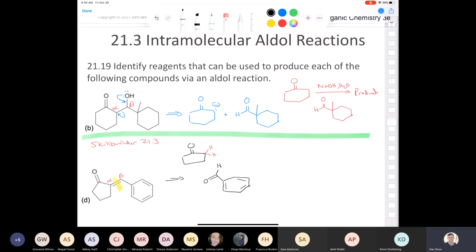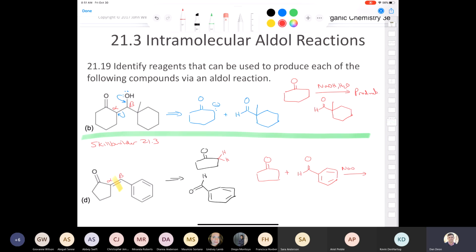So how would I write that out? Well, I would accept more than one way of writing it out. Again, there's my retrosynthetic analysis. So the way that I would write this out is I would say you take cyclopentanone, you combine it with benzaldehyde, like that. You treat it with sodium hydroxide, water, and you heat it up. And that's going to give you the product.